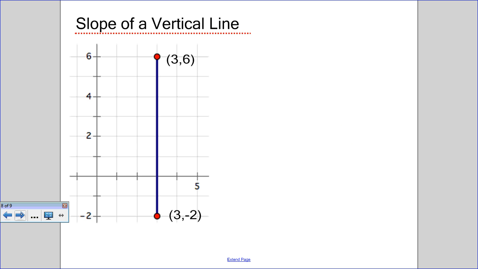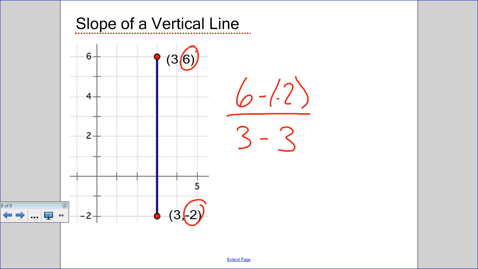What about if we had a vertical line? Let's try our formula again for this one. Remember, we're doing the change of our y values over the change of our x values. So in this case, we would say 6 minus -2 over 3 minus 3. So 6 minus -2, it's like saying 6 plus 2, that's 8, over 3 minus 3 equals 0.